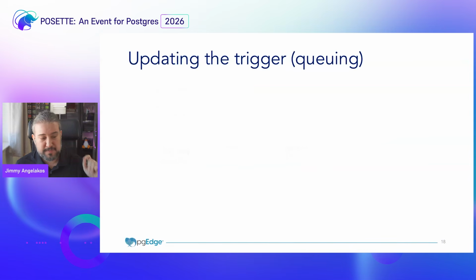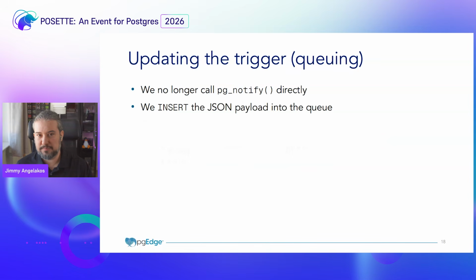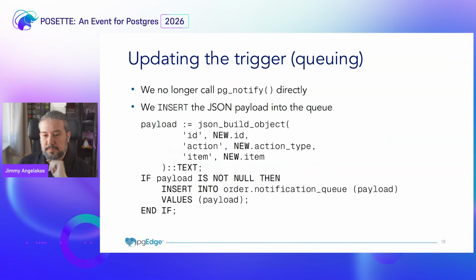Now, the changes that we made to the trigger. By queuing, it means that we no longer call pg_notify directly, but instead we insert this JSON payload into the queue. And the trigger function now contains payload, json_build_object, whatever; this is a simplified version of the real-world thing that we were sending. Then it checks. If payload is not null, then insert into the notification queue the payload. And it's as simple as that.